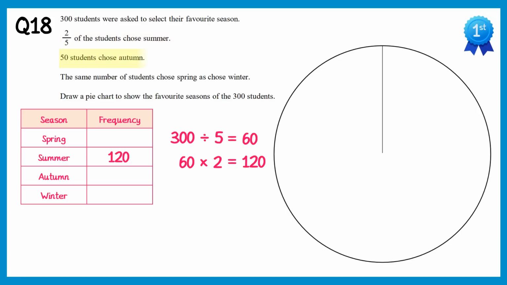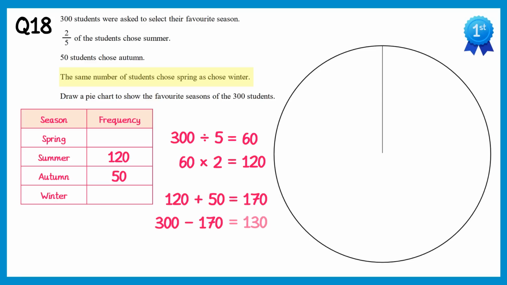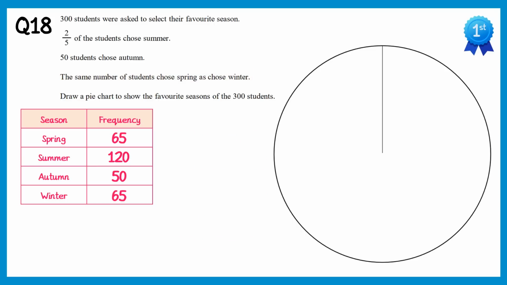We were also told that 50 chose autumn, so we can put that straight into the table, and the same number chose spring as chose winter. So if we've got 120 and 50 students so far, that's 170, and in the question we're told there's 300 total, so 300 take away 170 leaves us with 130 students to go. Since spring and winter are the same, we can divide 130 by 2 to get 65. So spring and winter are both 65.